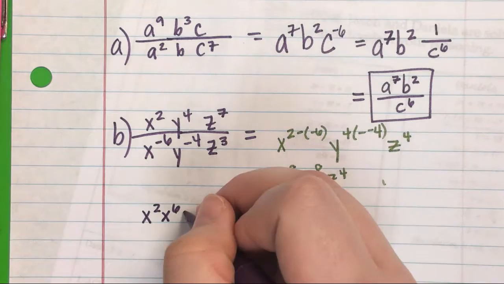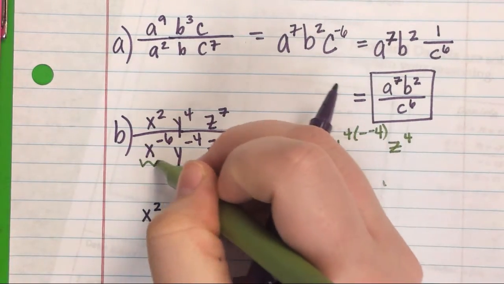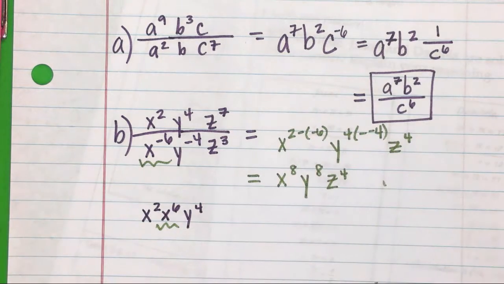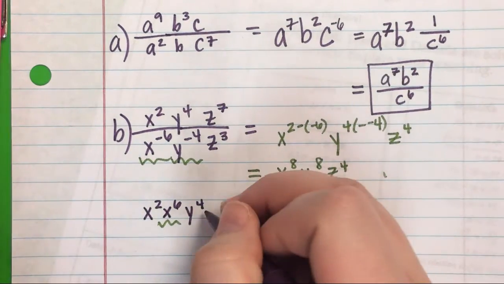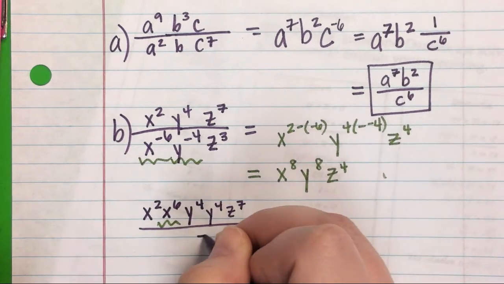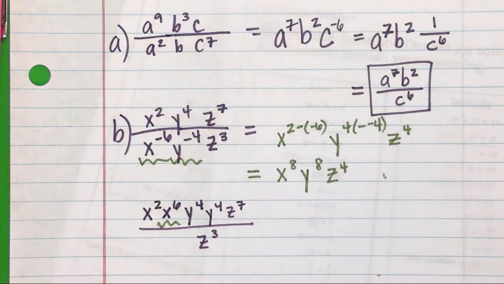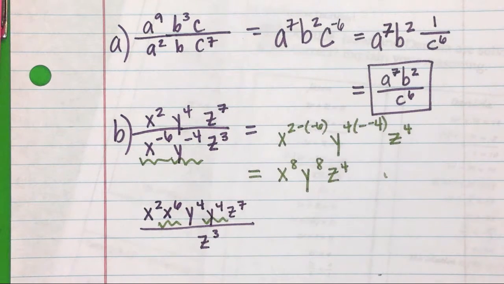Okay, and then I'm leaving y to the 4th alone. I was mad at you. That's why you moved up. I was mad at you, so you're going to move up too. But I'm not mad at you, z to the 3rd. You can stay in the bottom. That's fine. I only moved up the two I was mad at, and I'm mad at them because they were negative.